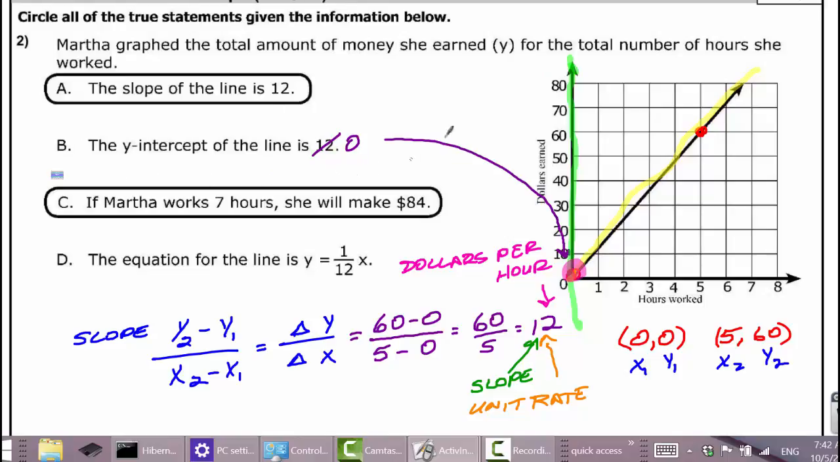If Martha works 7 hours, she'll make $84. Well, let's see if that's true. If Martha works 7 hours at $12 per hour, is 7 times 12, 84? Yes, it is. That's true.